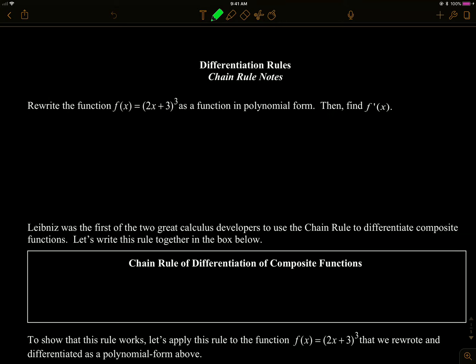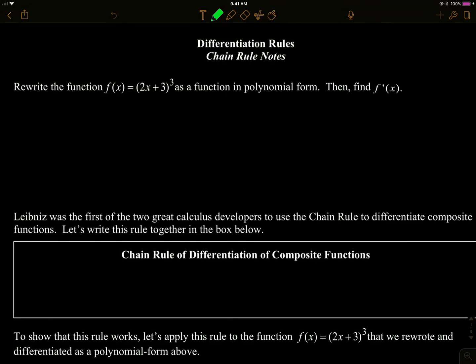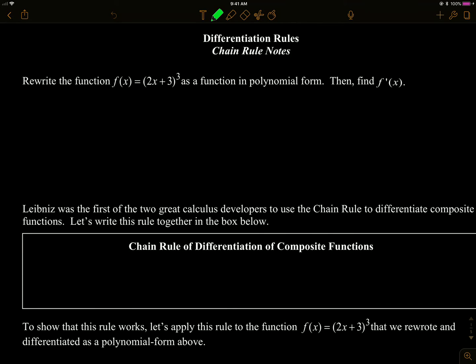Now we're making a rule for composite functions. And if you don't know what a composite function is, we'll talk about that in this video as well, to refresh your memory. So first of all, a composite function is one function inside of another function.